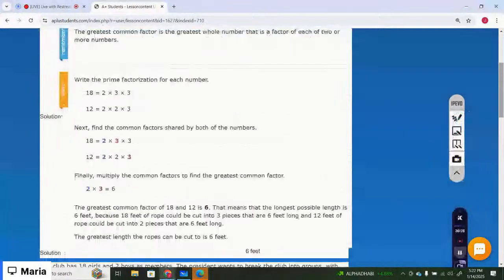So that is, you need to find the greatest common factor. So you need to only write the common factors, that is 2 times 3, which is 6.